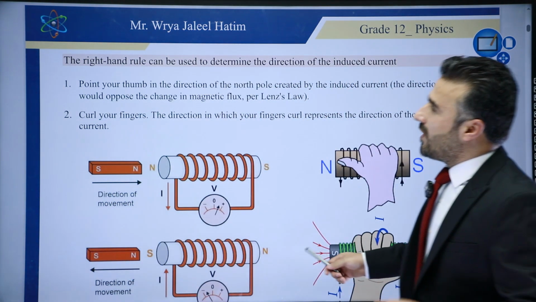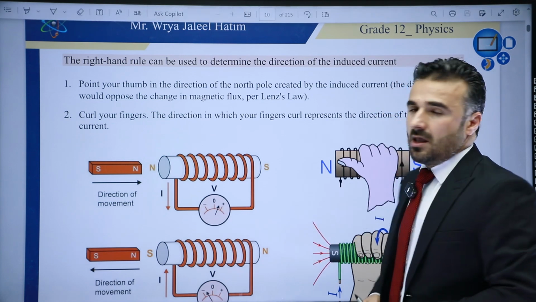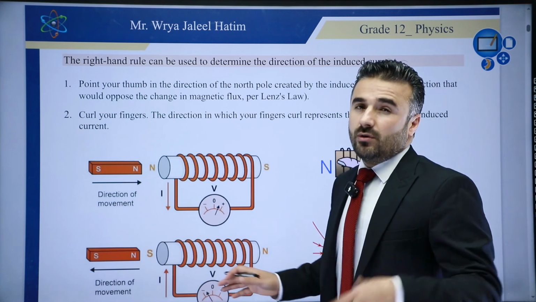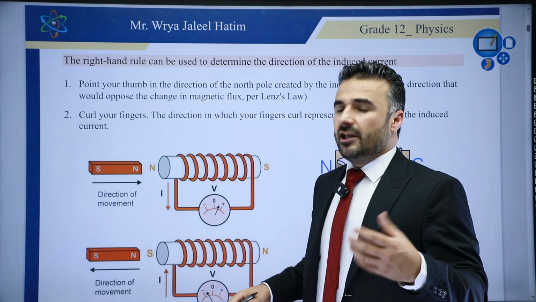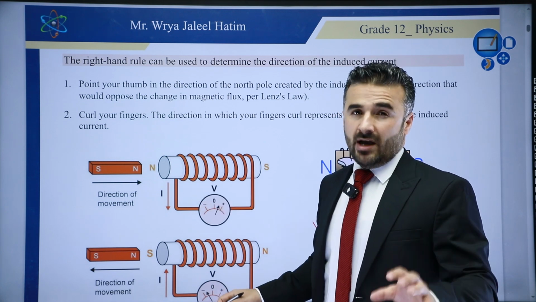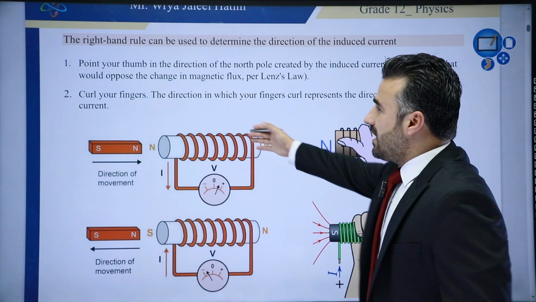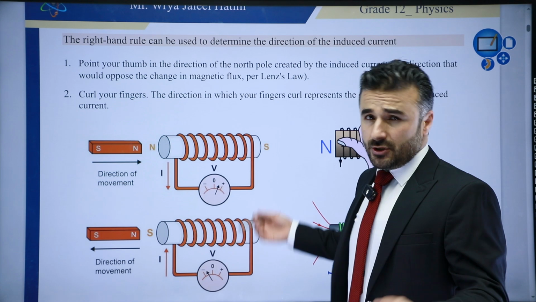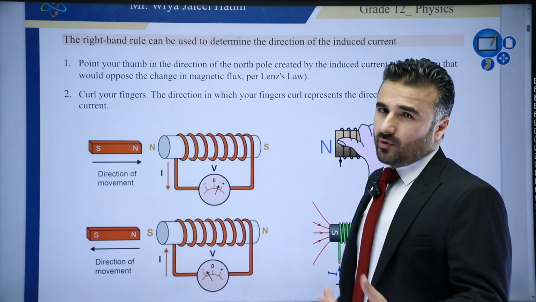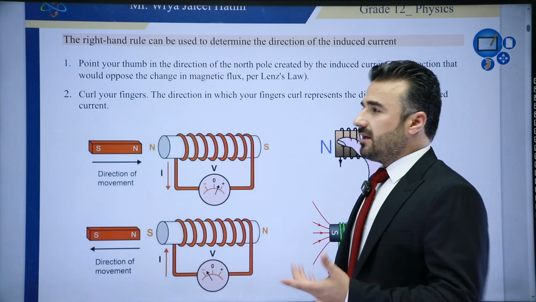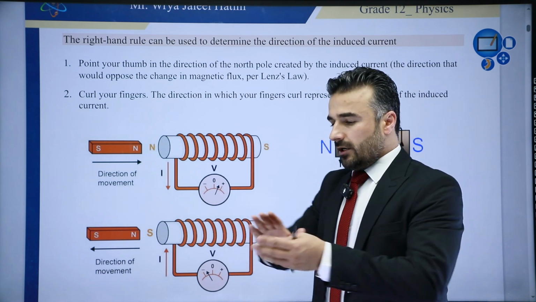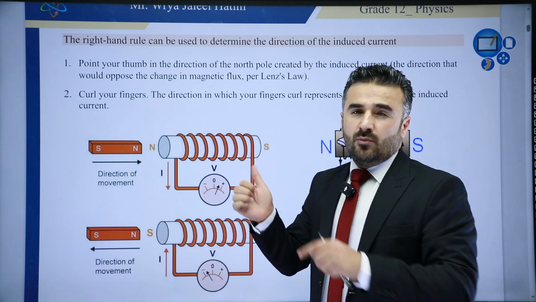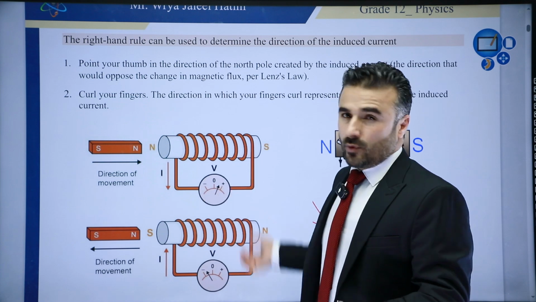So we're going to talk about how the right-hand rule can be used to determine the direction of the induced current. We're still talking about Lenz's law. But in order to find the direction of the current using Lenz's law, we need to use the right-hand rule. You've learned how to use the right-hand rule in Chapter 5, don't forget. We're going to use the same thing here, but this time, like in Chapter 5, we had the direction of the electrical current. We were curling our fingers in the direction of the current, and our thumb was pointing north. This time we're going to do the opposite.